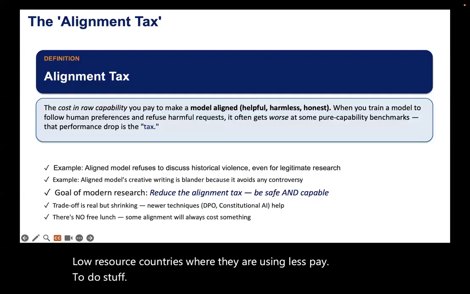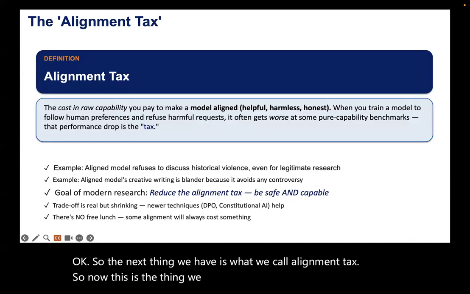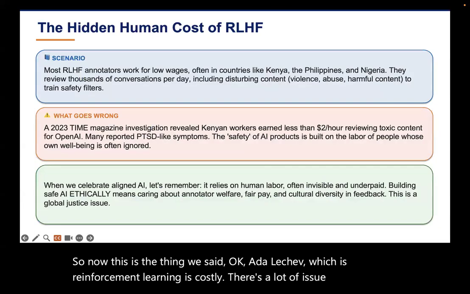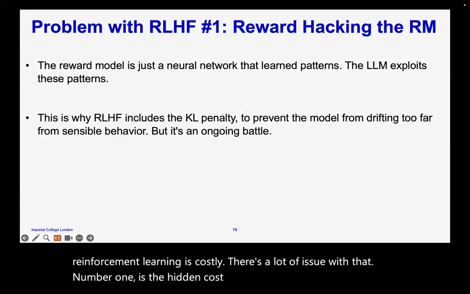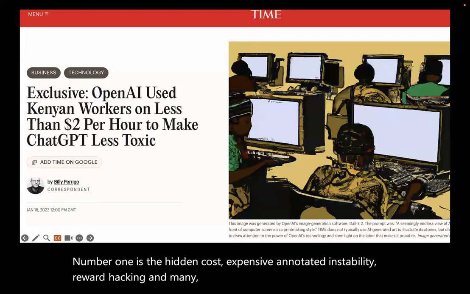Okay. So the next thing we have is what we call alignment tax. We said RLHF, which is reinforcement learning from human feedback, is costly. There are a lot of issues with that: the hidden cost, expensive annotation, instability, reward hacking, and many more. So what is the solution?